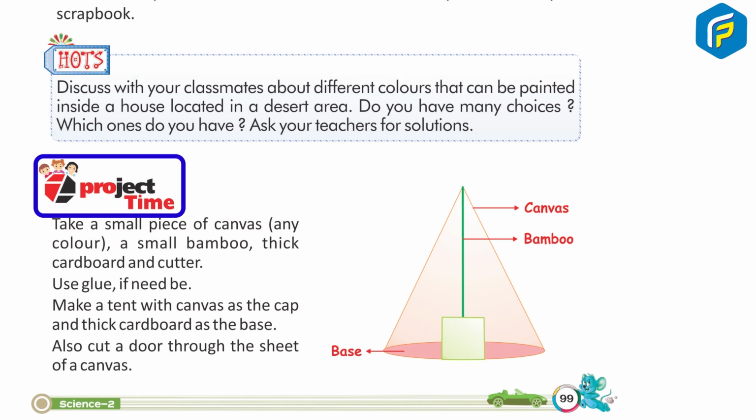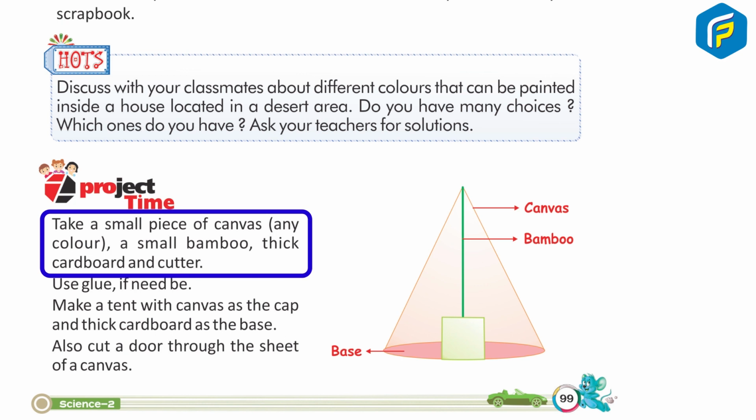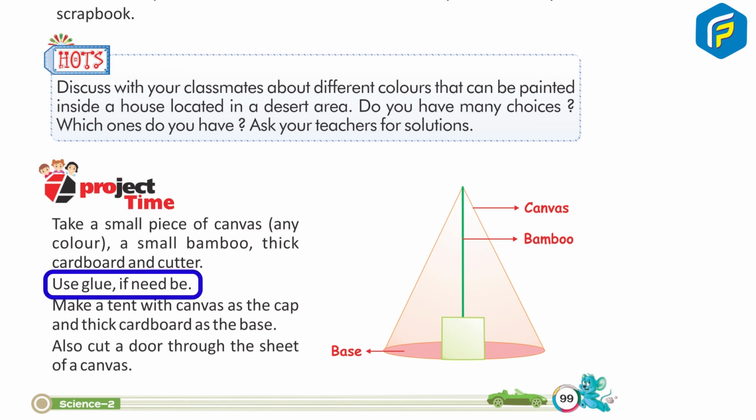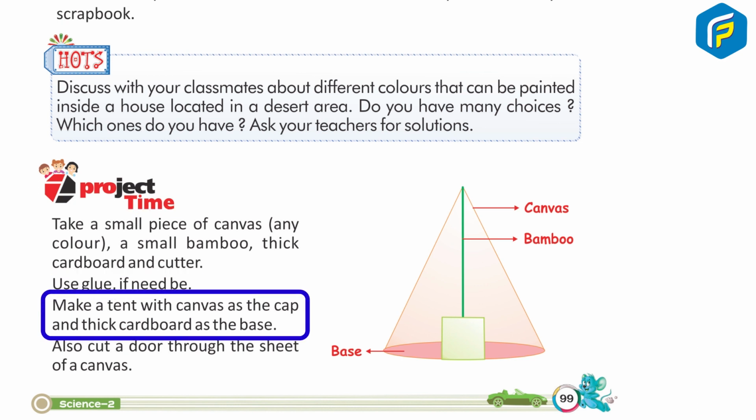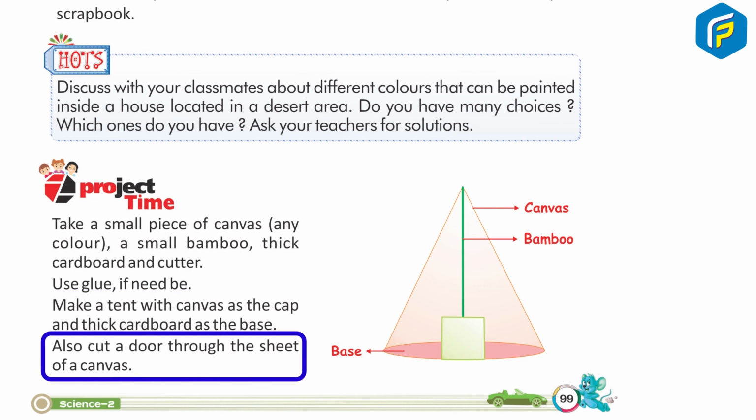Project time. Take a small piece of canvas, any color, a small bamboo, thick cardboard and a cutter. Use glue if need be. Make a tent with canvas as the cap and thick cardboard as the base. Also cut a door through the sheet of canvas.